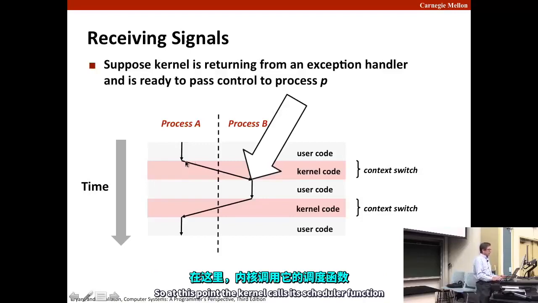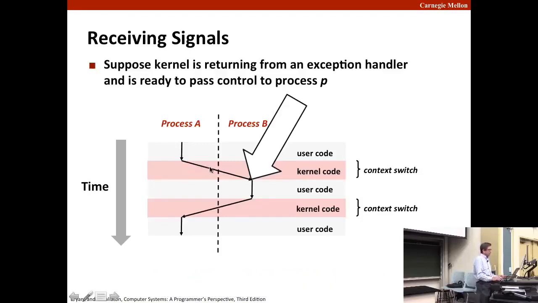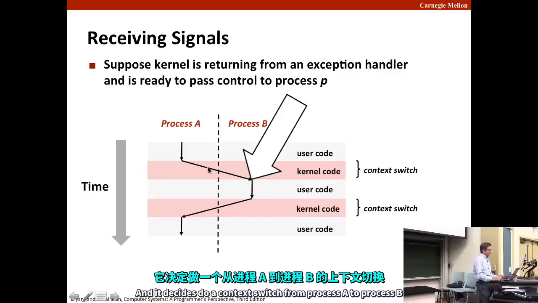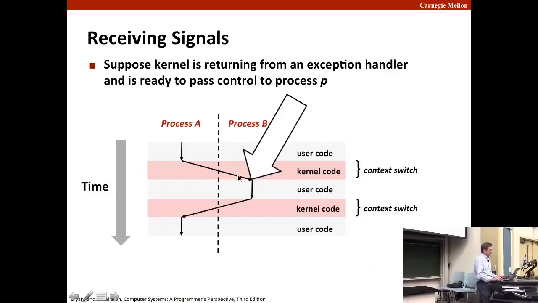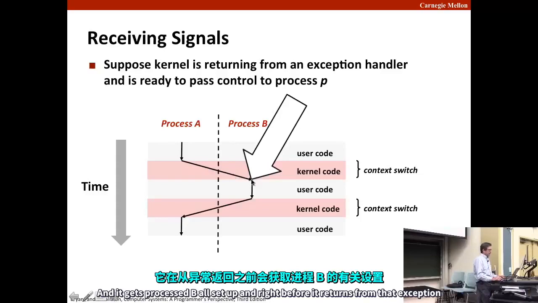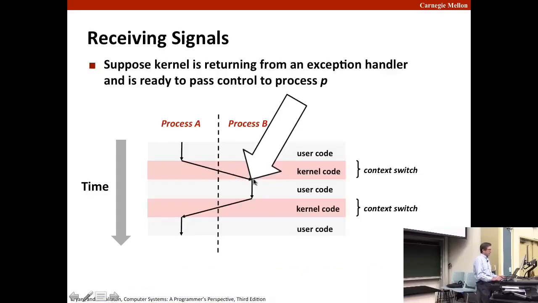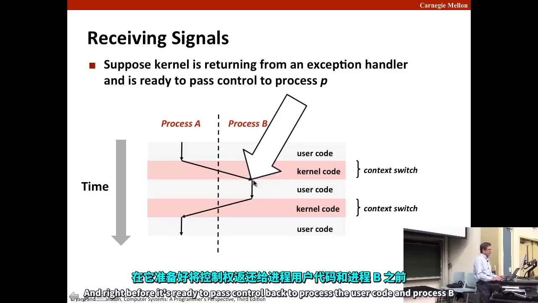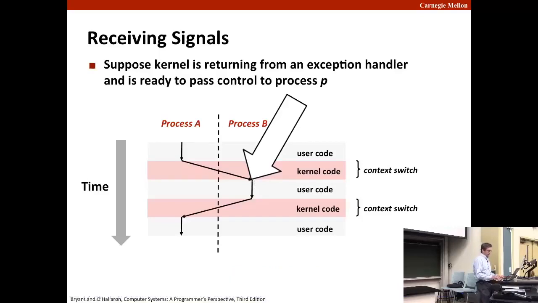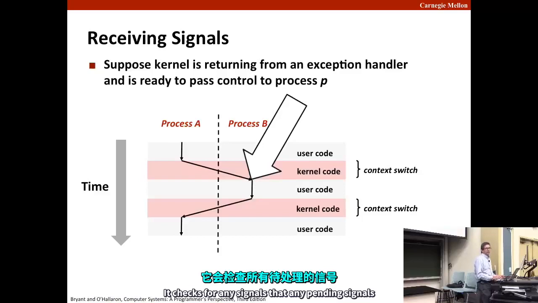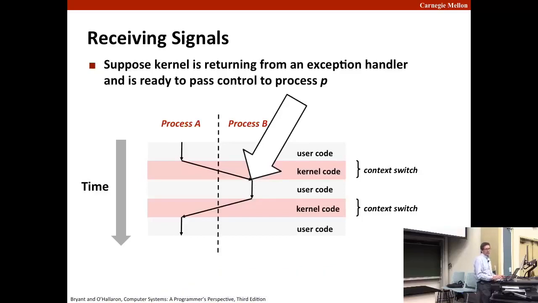So at this point, the kernel calls its scheduler function, and it decides to do a context switch from process A to process B. And it gets process B all set up, and right before it returns from that exception, and right before it's ready to pass control back to the user code in process B, it checks for any pending signals. Okay.